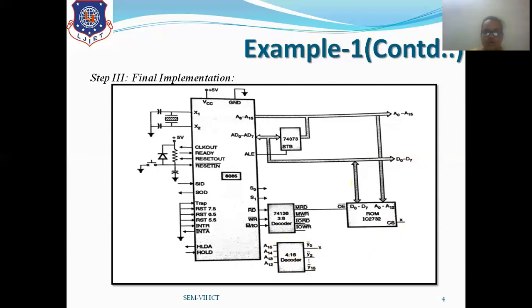Clear? So whenever any memory mapping example is asked in an exam, this part of the pin diagram of 8085 you have to show as it is. What will be changed here? How many KB of memory you need to connect, only this will be changed, right? The rest of the things will be as it is. Clear? So this is example 1.